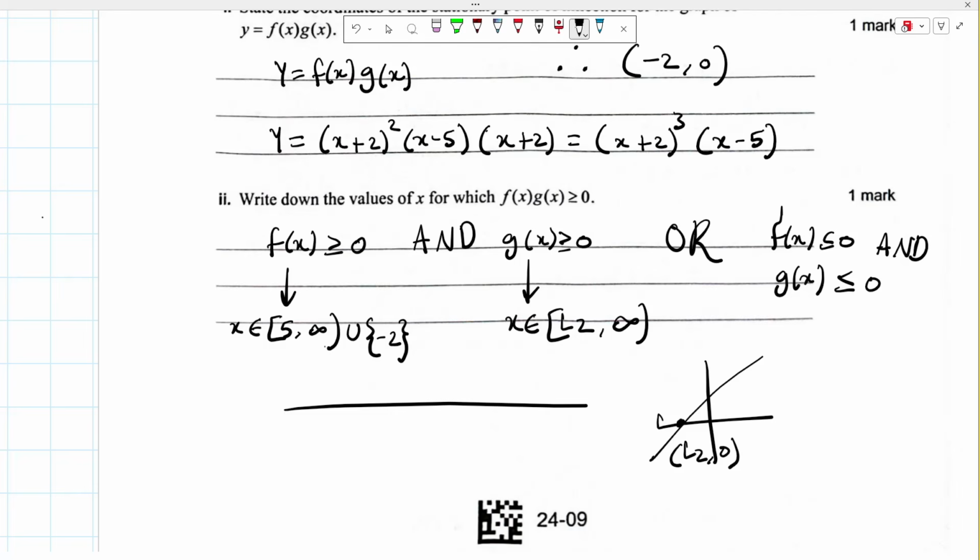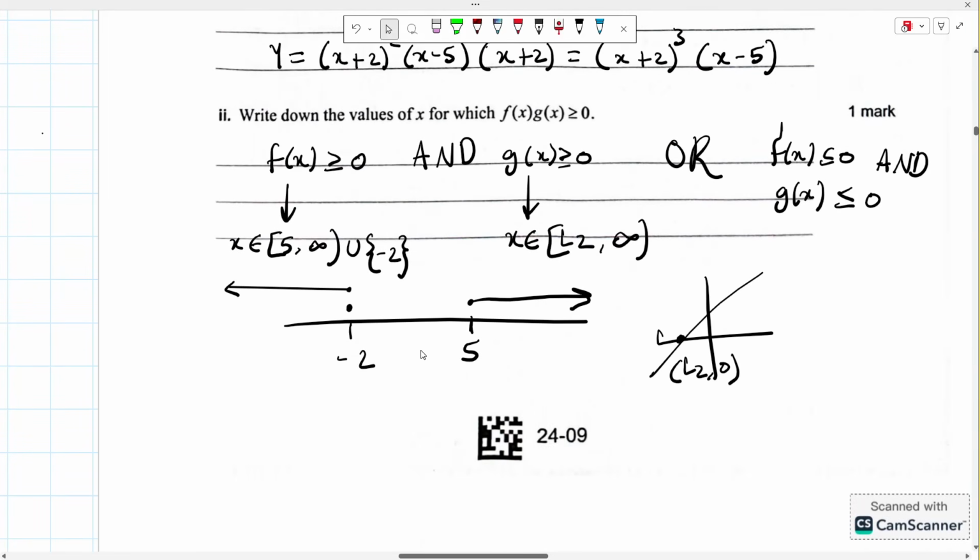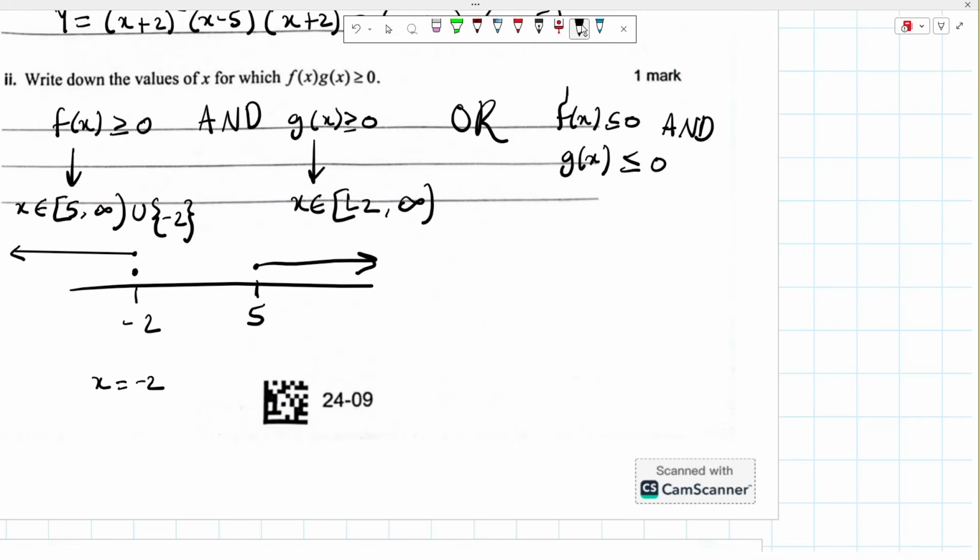So let's draw out these two sets here. So 5 to infinity, or -2, and then also we have -2 to infinity. Now, where do these sets overlap each other? Where do they intersect? They intersect only at -2. X is equal to -2.